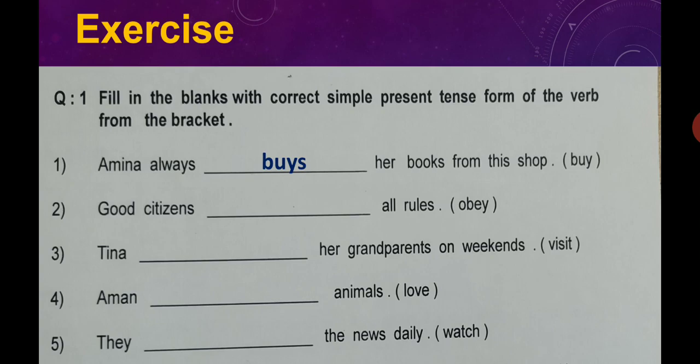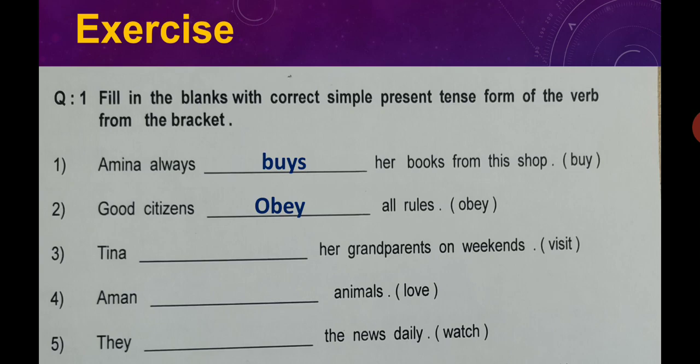Next sentence, good citizens dash all rules. Good citizens. What kind of noun is here, singular form or plural form? Yes, good citizens means plural form of the noun. Then what will we do? Yes, we will write the main form of the verb, the same as it is in the bracket. So our answer will be obey. Understand?